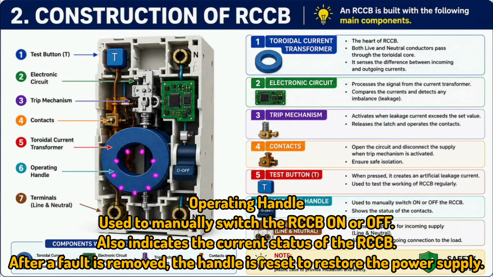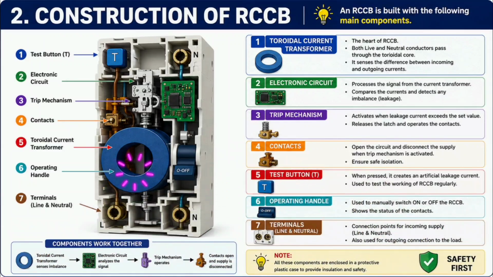Operating handle, used to manually switch the RCCB on or off, also indicates the current status of the RCCB. After a fault is removed, the handle is reset to restore the power supply.